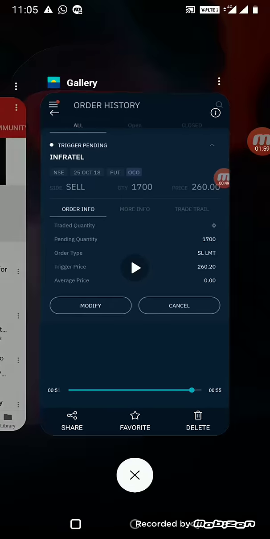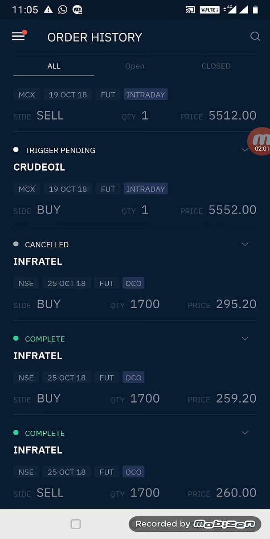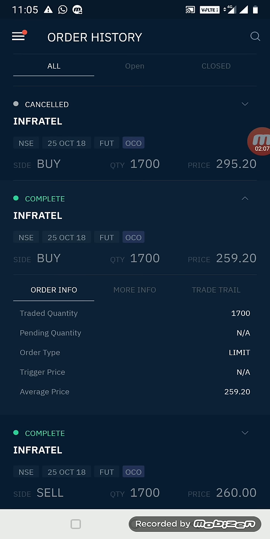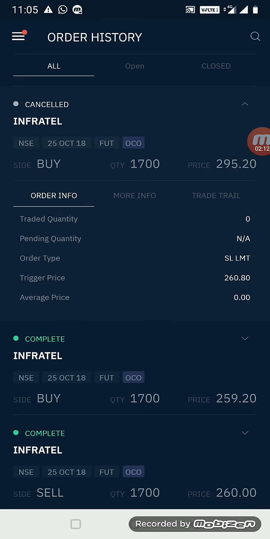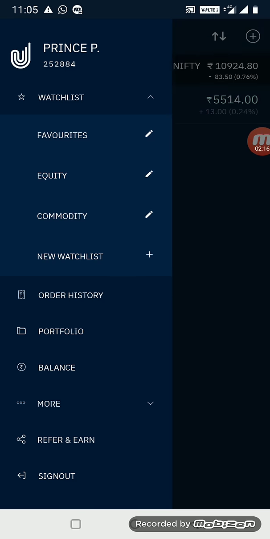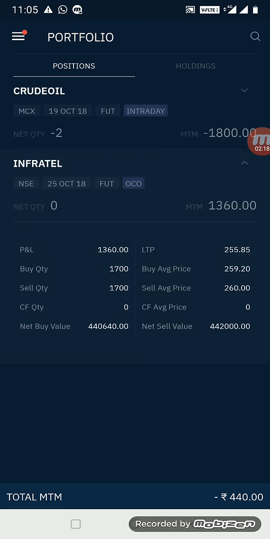But today let me just show you. You can see that the initial 260 was triggered, and then a target of 259.80 was hit, and the stop loss is cancelled. Yes, so that is it. In the portfolio, you can see this is crude oil. This is Infratel. You can see 1360 profit. Crude is still running. In Infratel, we are in profit. This is the stock which we had profit in for today.